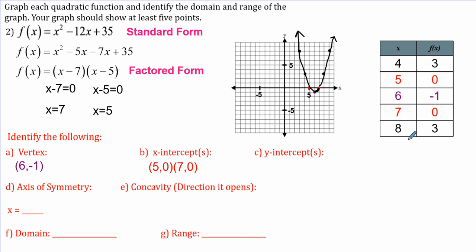Well, if I know where the vertex is, I can tell where the axis of symmetry would go because it's going to be drawn through that vertex. So we've got a vertical line. So we've got the equation of x equals 6.